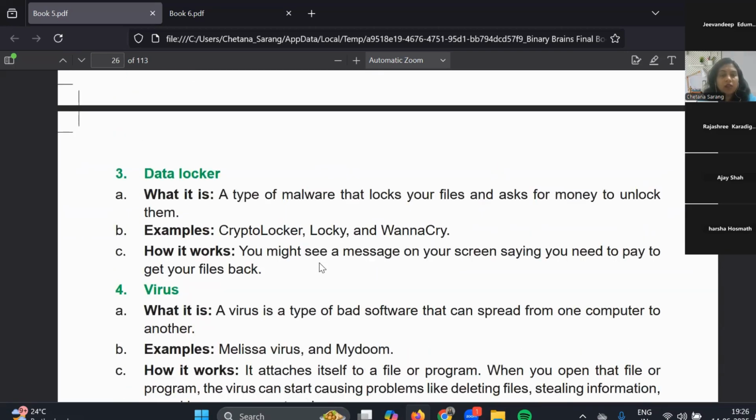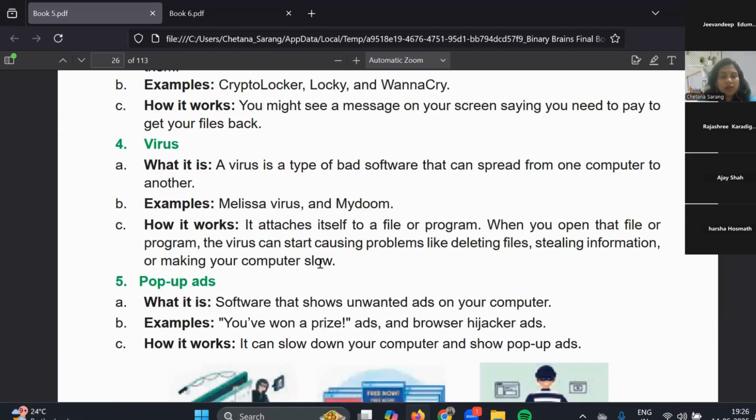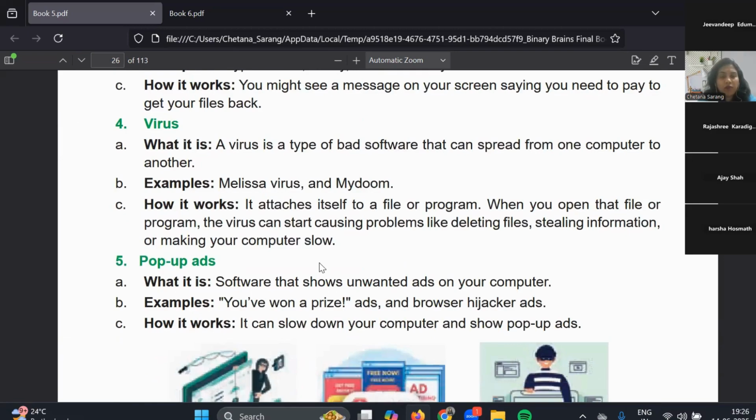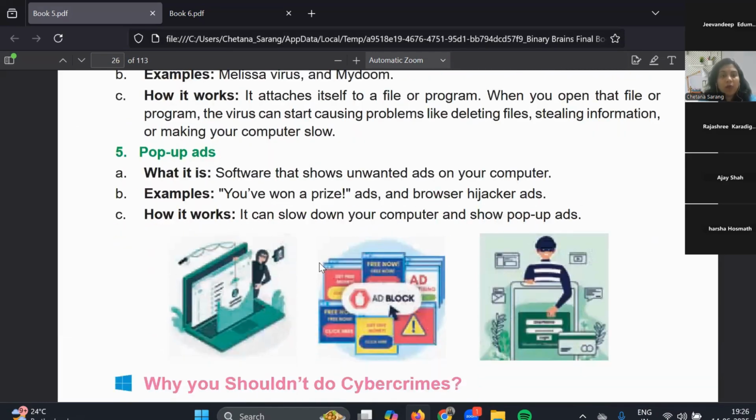Data locker, it's a type of malware that locks your files and asks for money, ransom. Virus again is a type of software, pieces of code, examples are given. Pop-up ads will also have some viruses underneath them, so you should not click on the ads that pop up, no matter how exciting they sound.